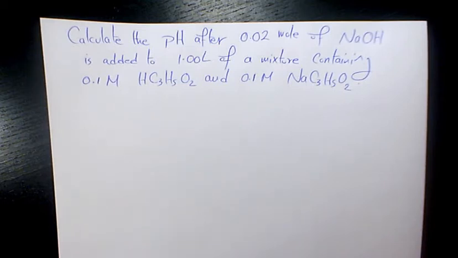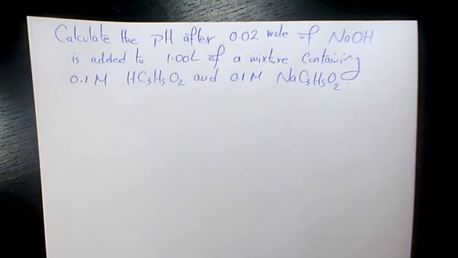In this video I want to show you how to calculate the pH change after we add 0.02 mole of NaOH to 1 liter of a buffer solution, or a mixture containing 0.1 molar of propanoic acid, HC3H5O2, and 0.1 molar of sodium propanoate, NaC3H5O2. In the other video, we already calculated the pH of the mixture of buffer solution containing 0.1 molar of acid and its salt. Let me show you.